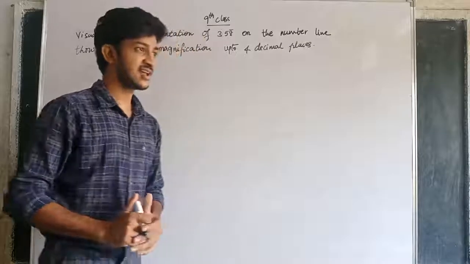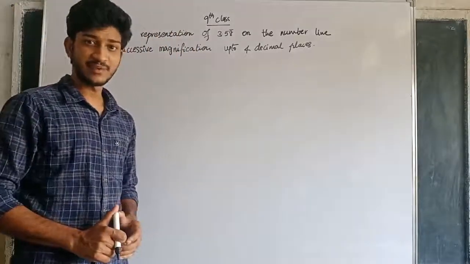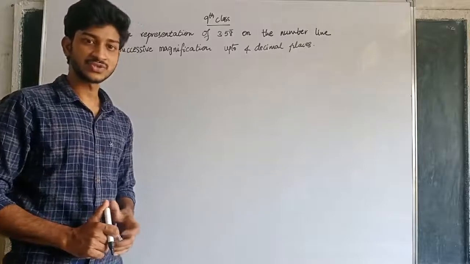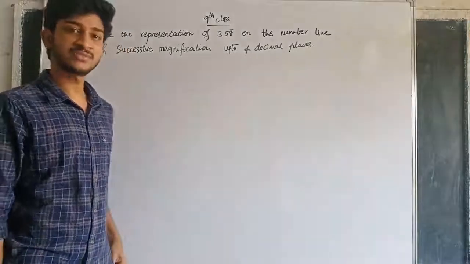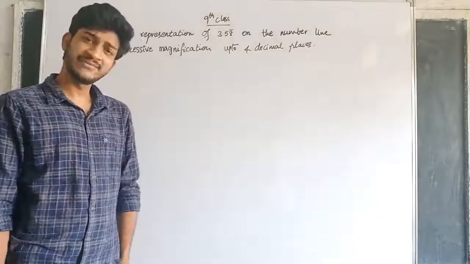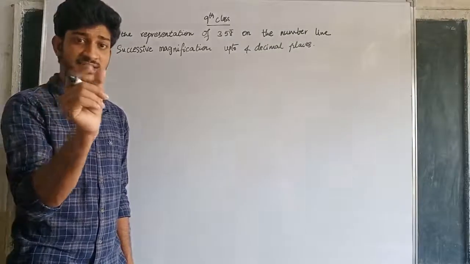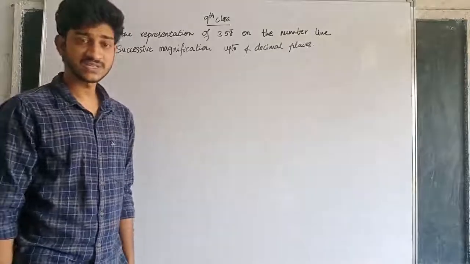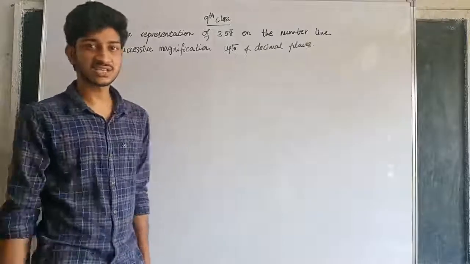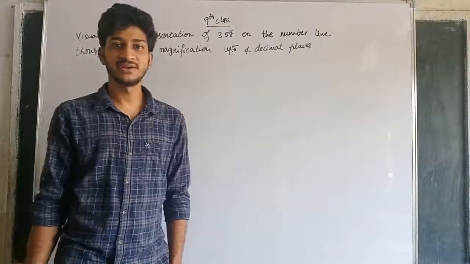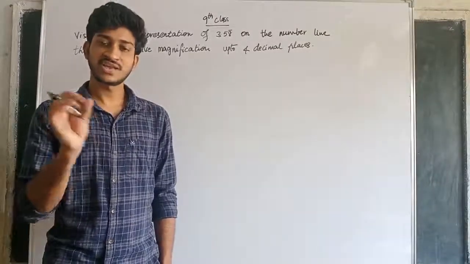Okay students, yesterday we discussed how to visualize a number on a number line through successive magnification. So this is another model problem. In the previous class we represented terminating numbers, which have a finite number of digits. In today's class we are visualizing numbers which are non-terminating.